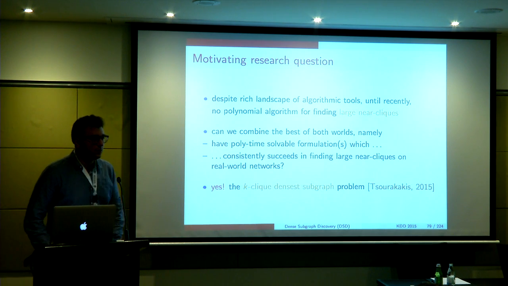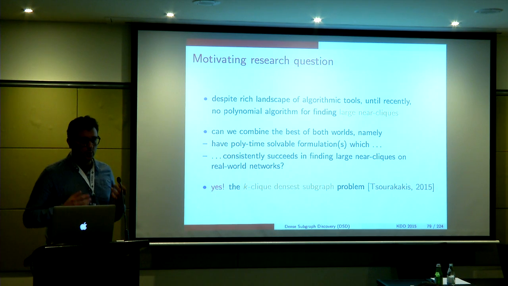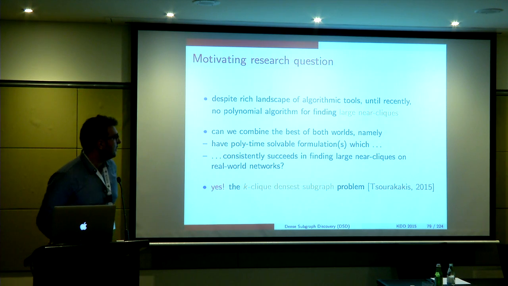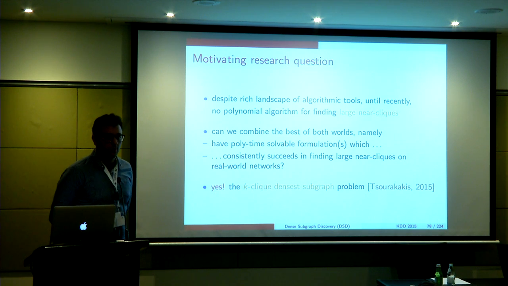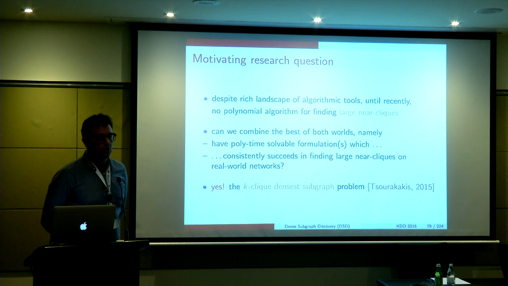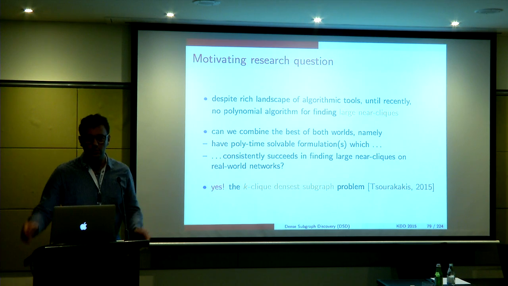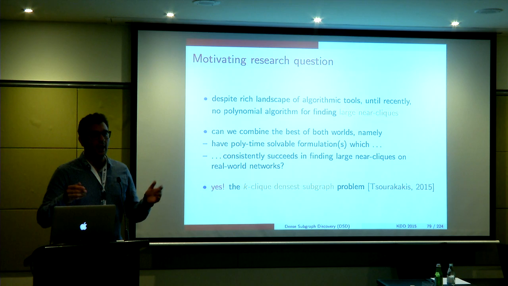So a very interesting question is whether there exist polytime solvable objectives that we can understand very well and solve efficiently, that actually succeed on this notoriously hard problem on real data. In particular, here's the question: can we combine the best of both worlds, namely have polytime solvable formulations that are also successful at finding large near cliques? Because you can imagine if I give you a large who-calls-whom network, for instance, it's a graph where every vertex is a human or a phone account, and we have an edge.